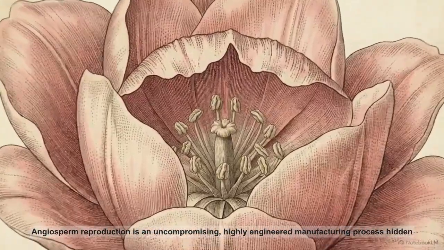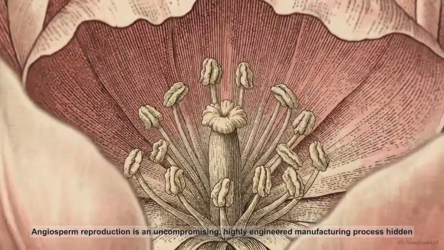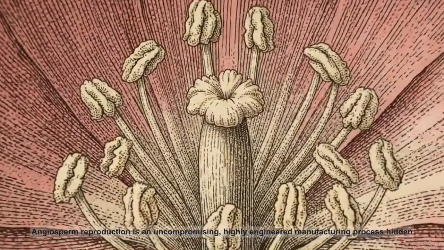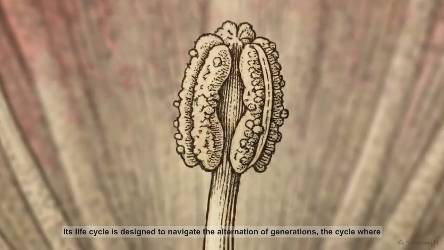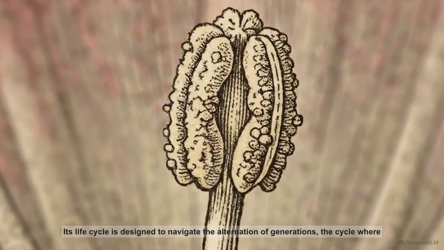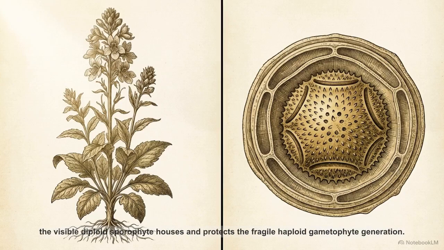Angiosperm reproduction is an uncompromising, highly engineered manufacturing process hidden within the flower. Its life cycle is designed to navigate the alternation of generations, the cycle where the visible diploid sporophyte houses and protects the fragile haploid gametophyte generation.